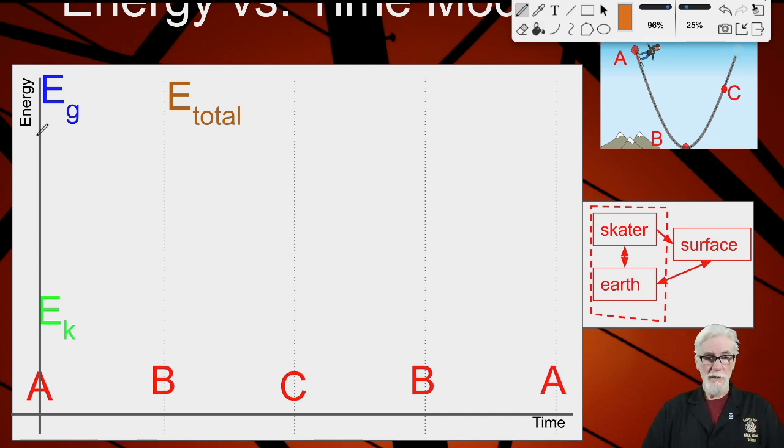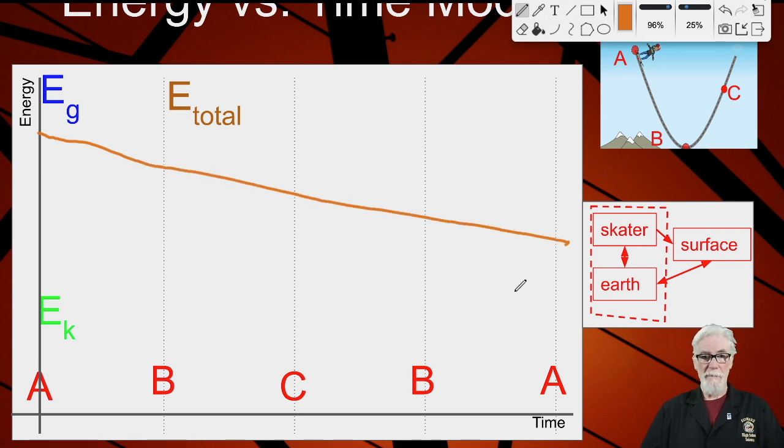So the total amount of energy isn't a horizontal line anymore. In fact, the total amount of energy is decreasing over time. Maybe it's not quite that steep, I don't know, but that's what's going on. Instead of a horizontal line, the total is dropping because some energy is leaving the system across the boundary to the surface from the skateboard. What effect does that have on the energy storage modes?